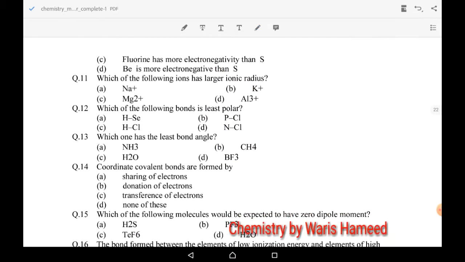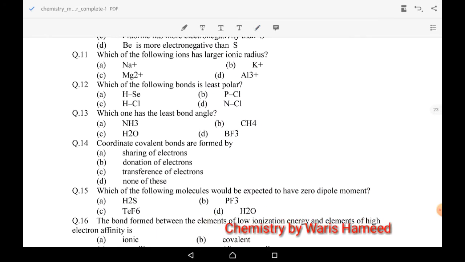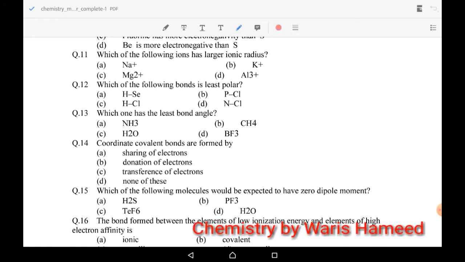Next MCQ. Which of the following ions has a larger ionic radius? For ionic radius we have to check the number of shells and the charge on the ion. These 2 factors can tell us about the size of an ion. In this case potassium is the larger ion, so it will have the larger ionic radius.